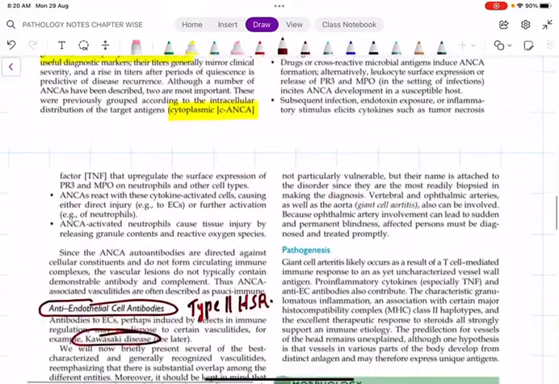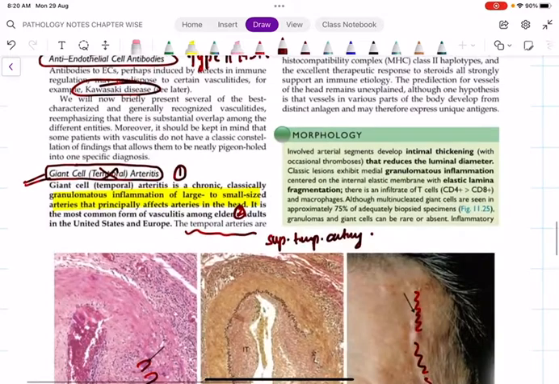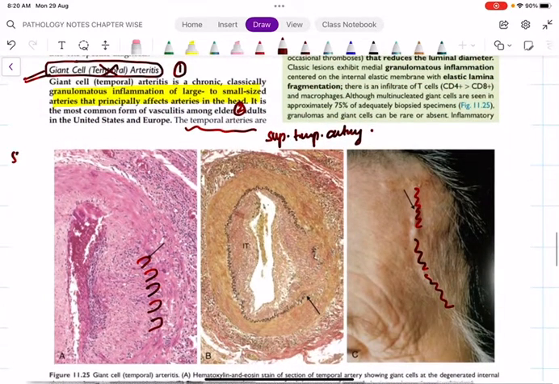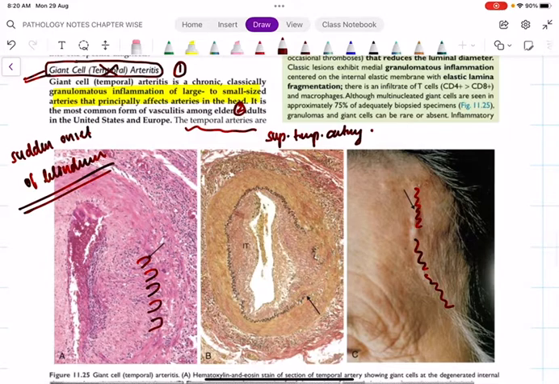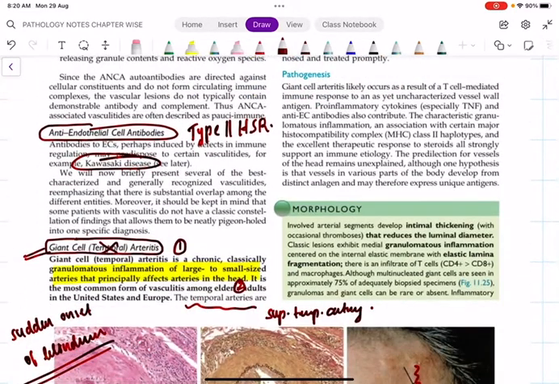But remember, temporal arteritis is actually a misnomer, because it is not only the temporal arteries. Of course, the temporal arteries are most commonly involved, but the vertebral, ophthalmic, and even the aorta can also be involved. The patient will present with sudden onset of blindness. Very, very important: sudden onset of blindness due to involvement of the ophthalmic artery, because ophthalmic artery involvement can cause sudden and permanent blindness. This will be one of the points they will give.